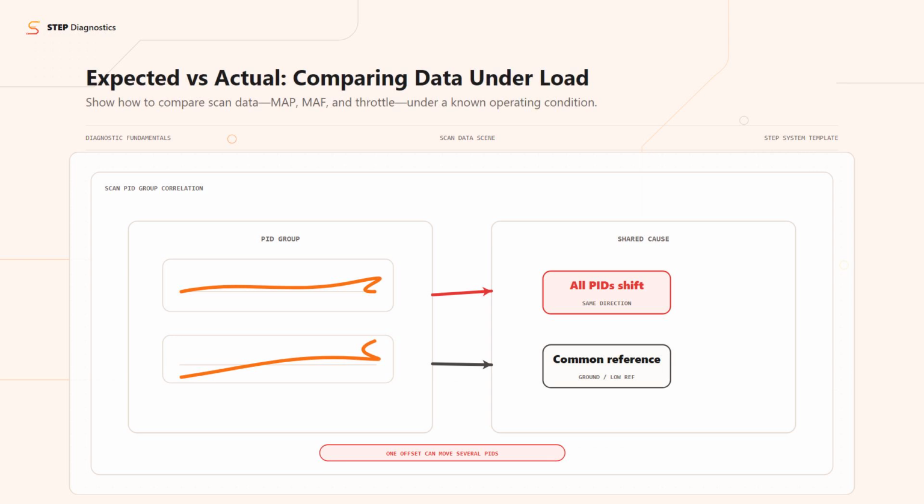To interpret fault clues, compare scanned PIDs under a fixed condition. For instance, snap the throttle open. MAF and MAP should both jump, and the throttle PID should report near wide open. If MAP and throttle agree but MAF is low, suspect a bad MAF or air leak. If all disagree, check for wiring, sensor ground, or even mechanical faults. Always relate scan values to the real condition before chasing a part.